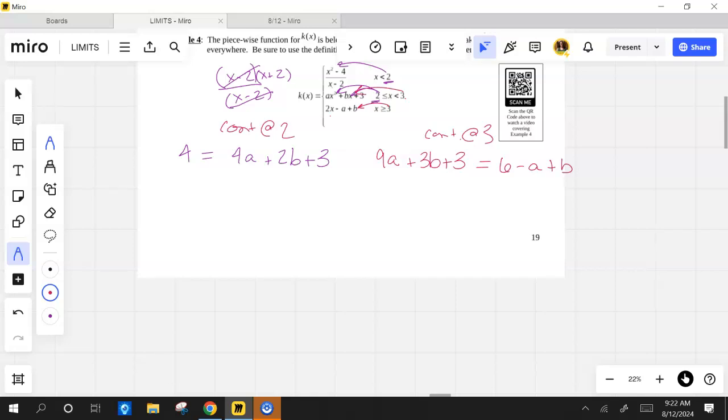Where'd you get the 6 minus a plus? That's the bottom one. I thought you did the bottom one first.